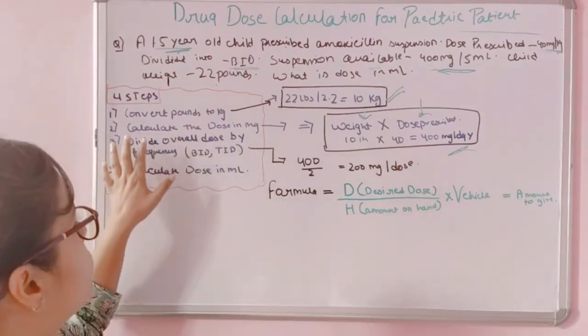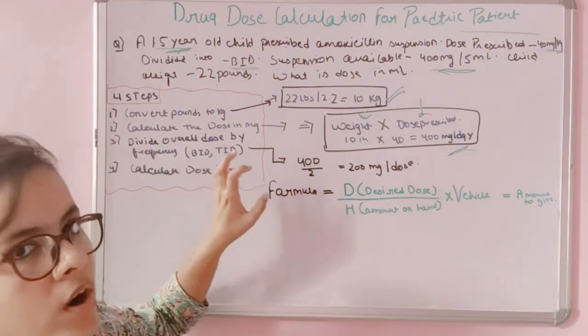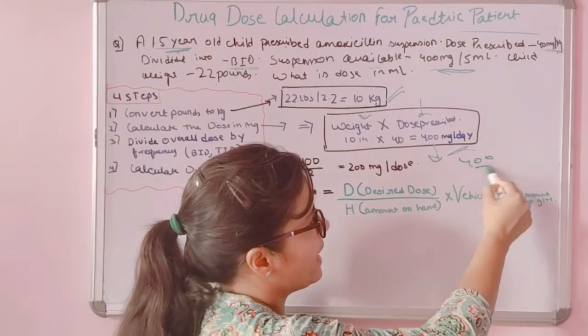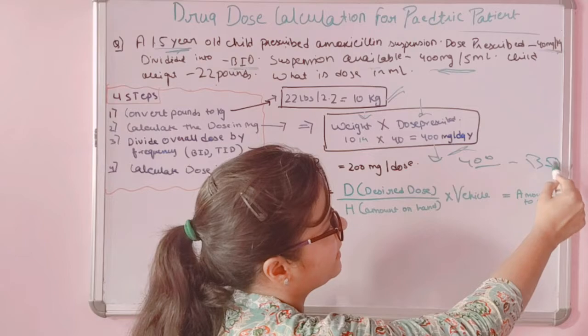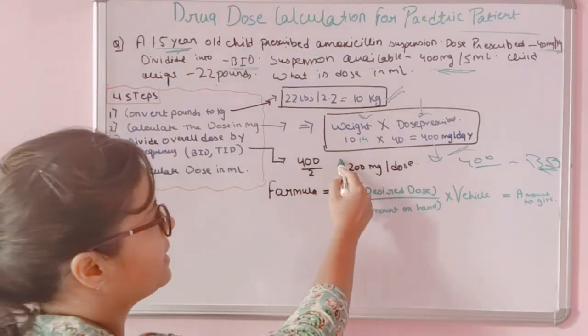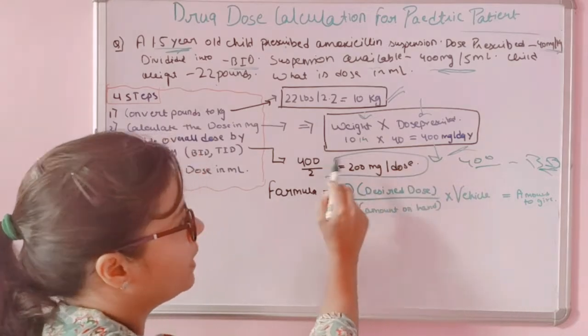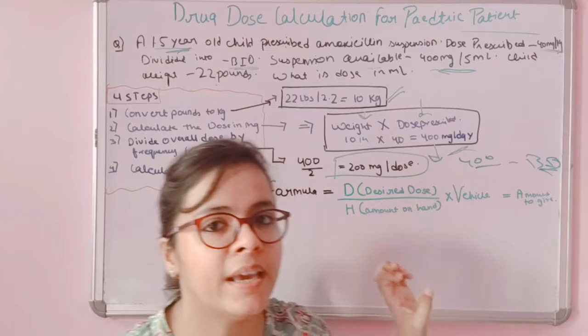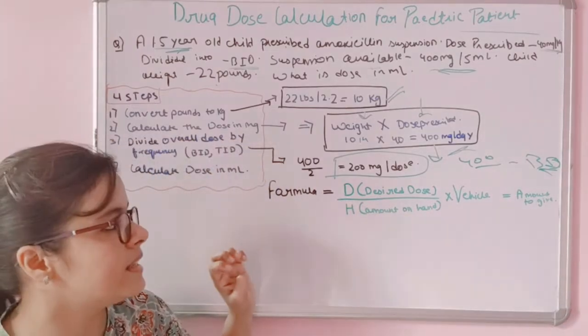Now you have to divide the overall dose. So the overall dose is 400 mg and we are prescribing BID, that is twice a day. So you have to divide 400 by 2 and here you will get 200 mg per dose. This is 200 mg per dose. Now we have to convert this into ml.